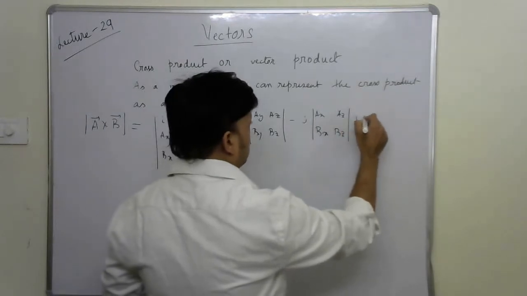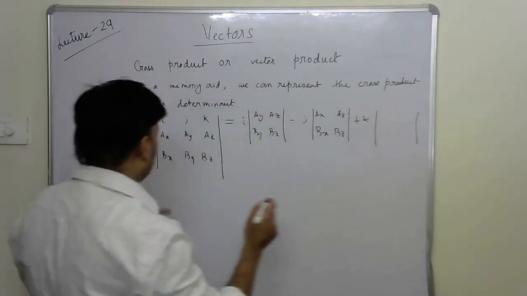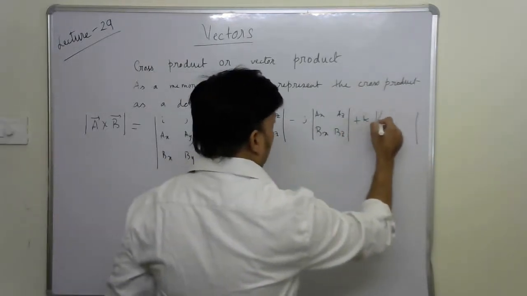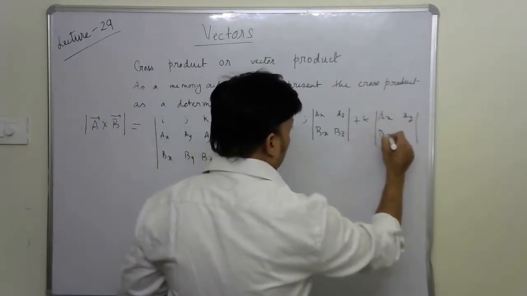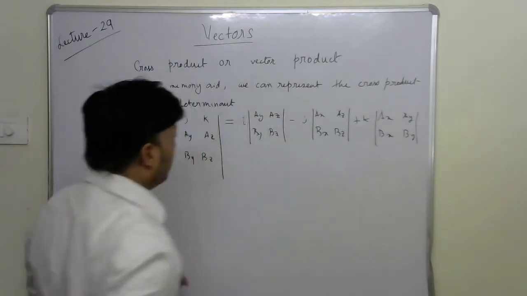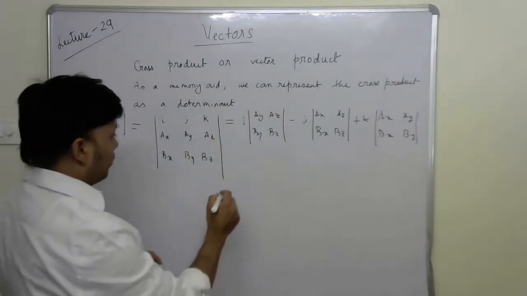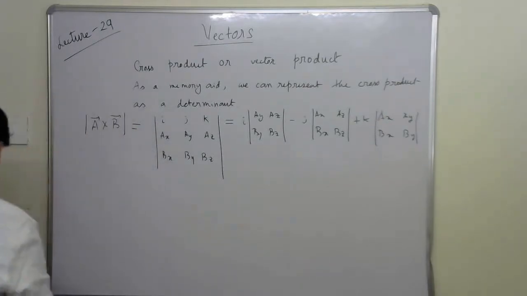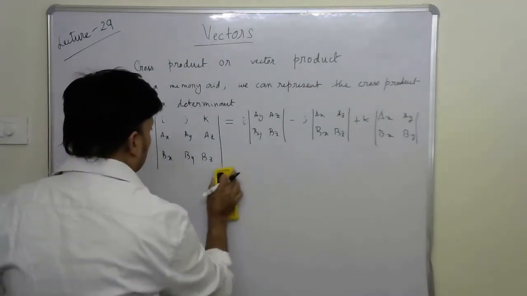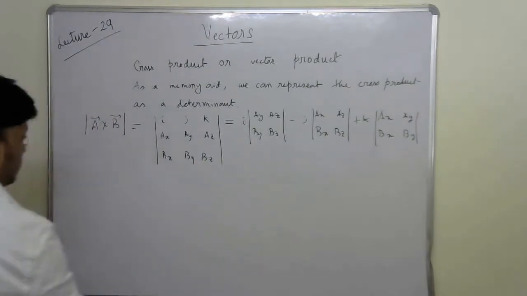Okay, plus we have k and the remaining determinant like ax, ay, and we have bx, by. Okay, very good. And then we have to find the final product over here. Okay, so let's do it over here.